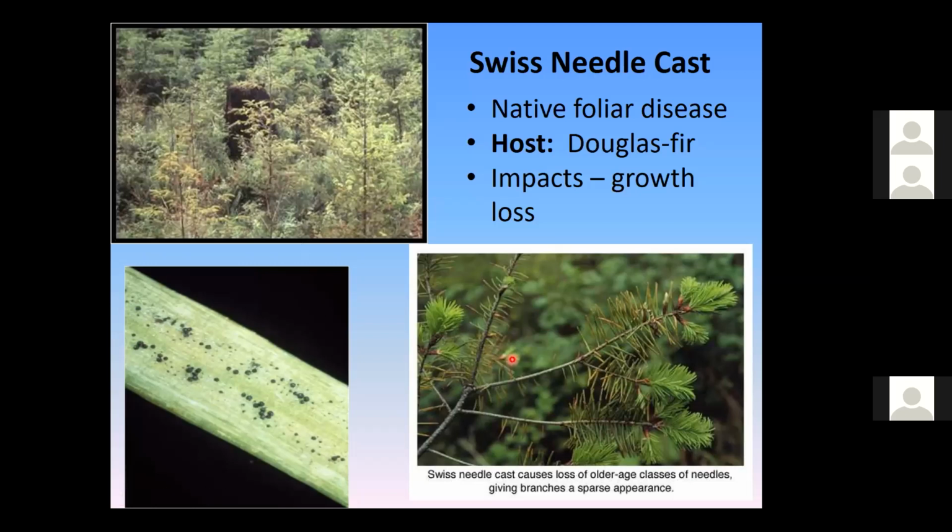It gets its name needle cast because the needles that are infected right here, these 2-year-old needles, are kind of brown and they're covered with this black fungus on the underside. The next year they fall off, and so they're cast from the tree. Of course, the new foliage is not infected yet. That's just expanding there, but this fungus makes spores that are flying around in the air everywhere. And so that new foliage will probably get infected.